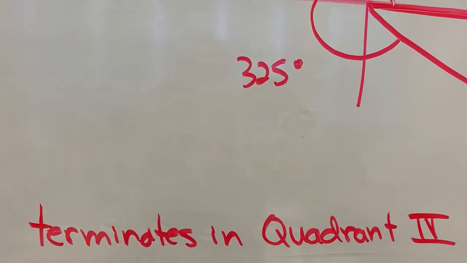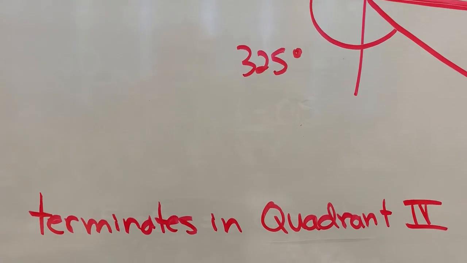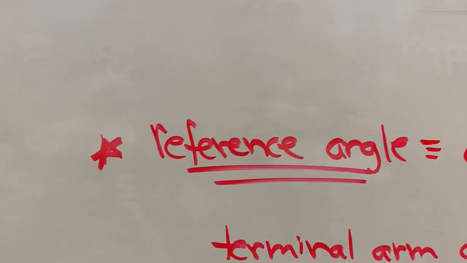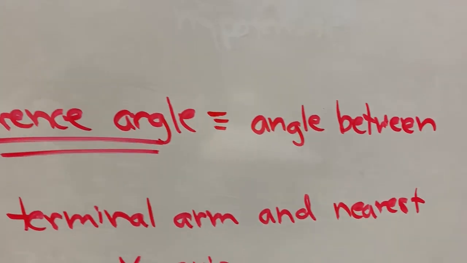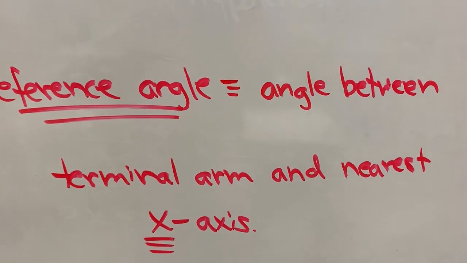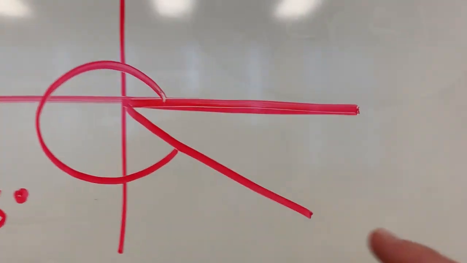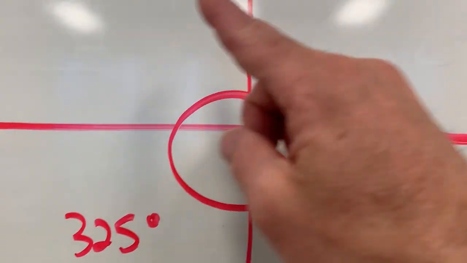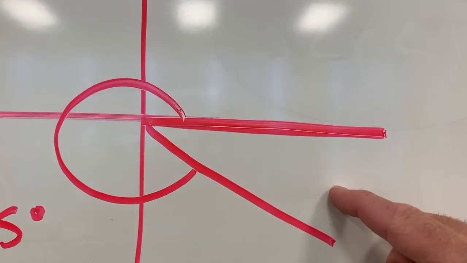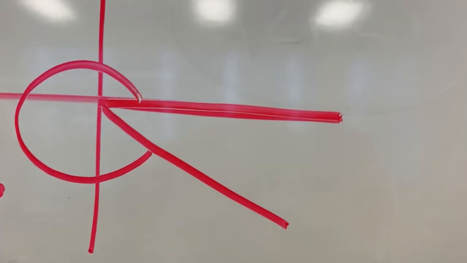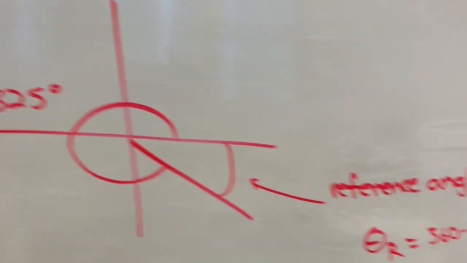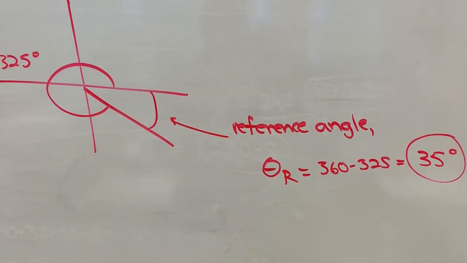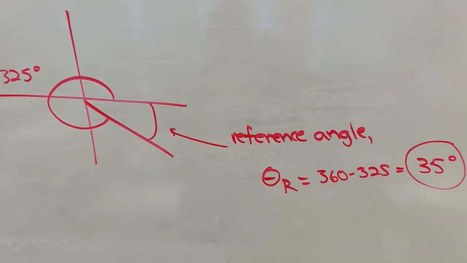Now, another little thing that's important, in fact, very important as you go through Math 20 and into 30, is something called the reference angle. A reference angle is always the angle from the terminal arm to the closest x-axis. So in other words, from this terminal arm to the nearest x-axis, not rotating all the way back where we came from, but how far would this be away from here? How many degrees? So in this case, I can subtract that and say, okay, my reference angle must be 35 degrees, because it's 35 degrees less than a full rotation.